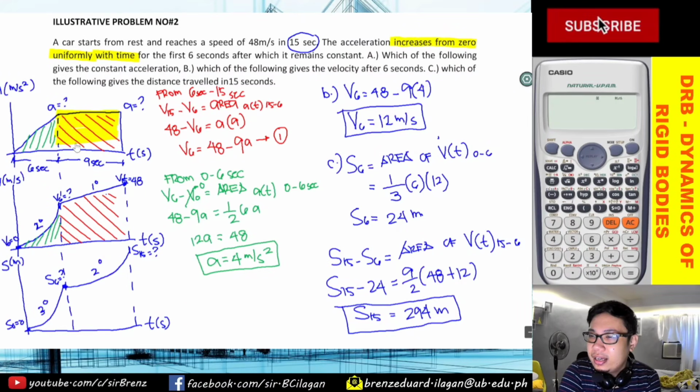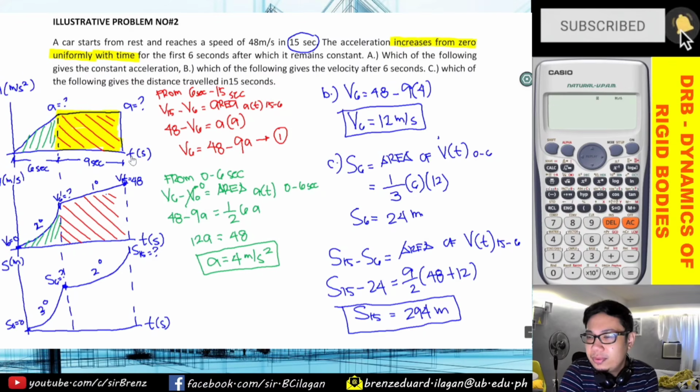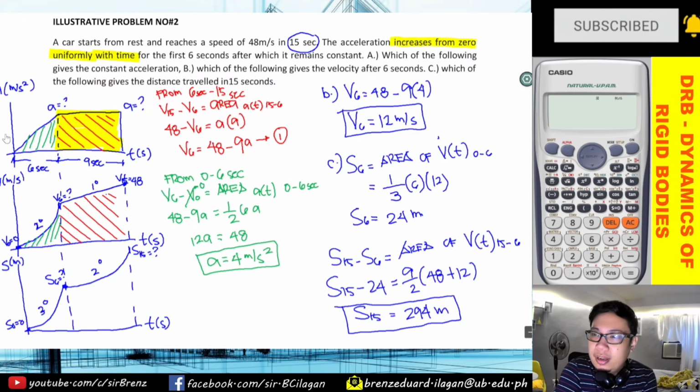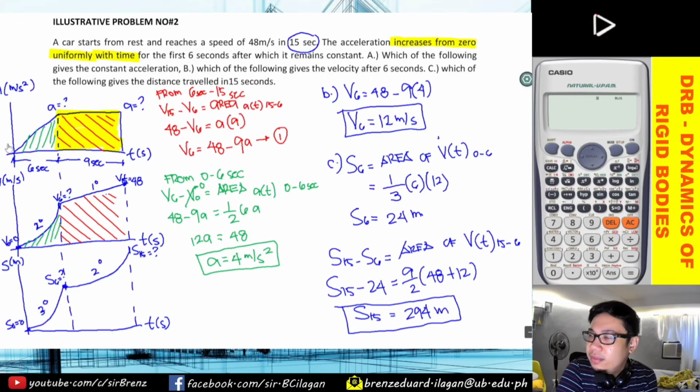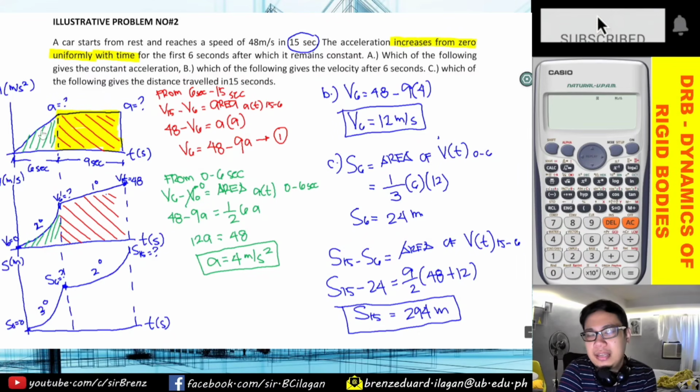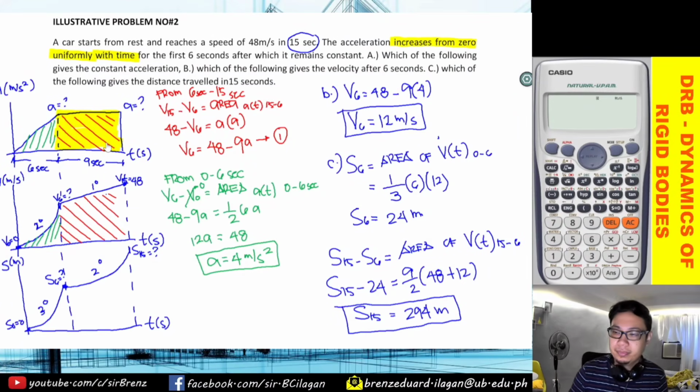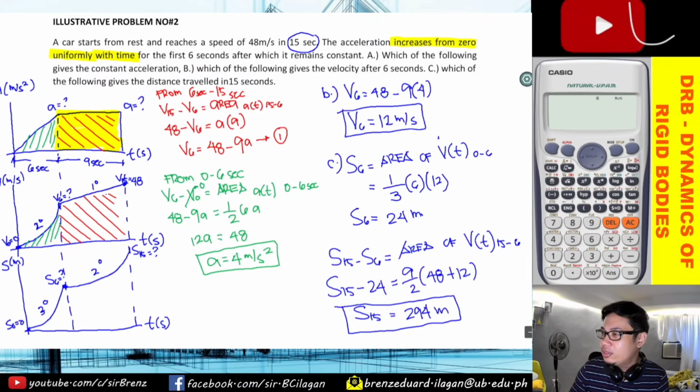Kasi, acceleration niya during from 6 seconds up to 15 seconds is constant na 4 meter per second squared. Pero kapag yan is uniformly varying or increasing from 0 up to a certain value, hindi mo pwedeng gamitin yung principle na rectilinear translation. Again, under rectilinear translation, constant dapat yung acceleration. Okay, so pakita natin yung alternative solution.